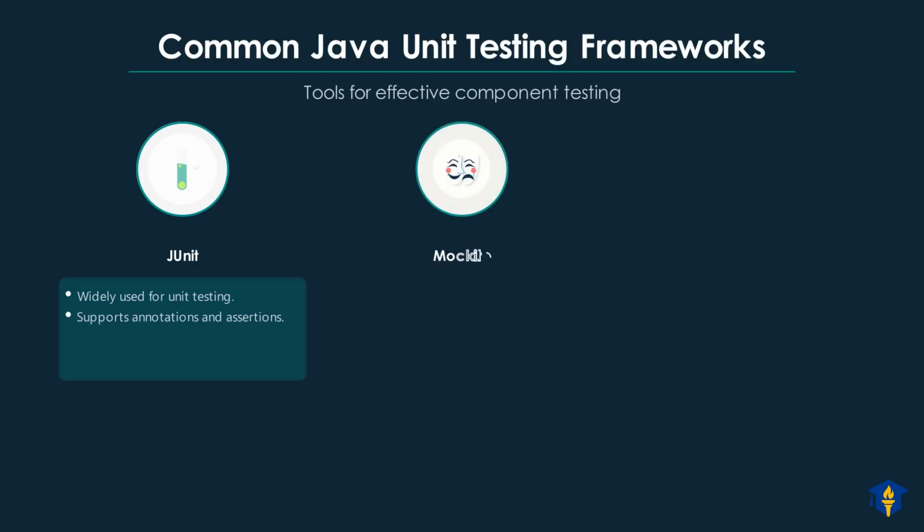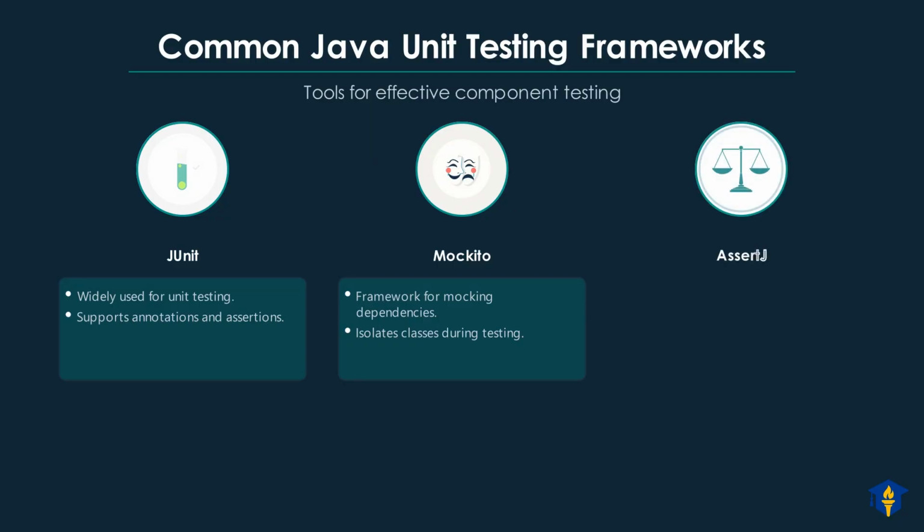Next, we encounter Mockito, a powerful framework designed to facilitate the creation of mock objects. Mockito is primarily used for mocking external dependencies during your tests. This helps to isolate classes effectively, ensuring that your tests focus only on the code under examination.